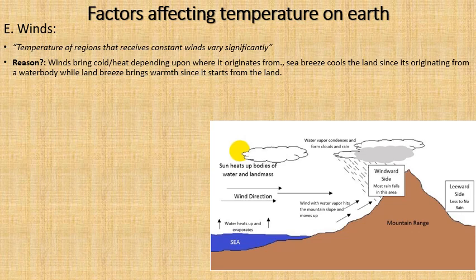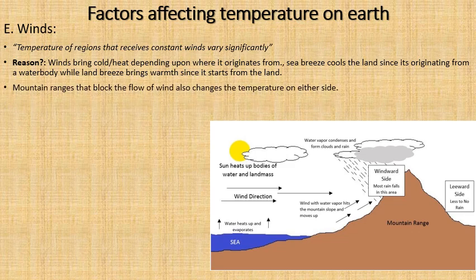Winds bring cold or heat depending upon where they come from. If it comes from the ocean, it brings cold, or if it comes from polar regions, it brings coldness. If it is coming from an equatorial region or from the land, it brings heat. Sea breeze cools down the land because it is originating from a water body, while land breeze warms up the land because it starts from the land.